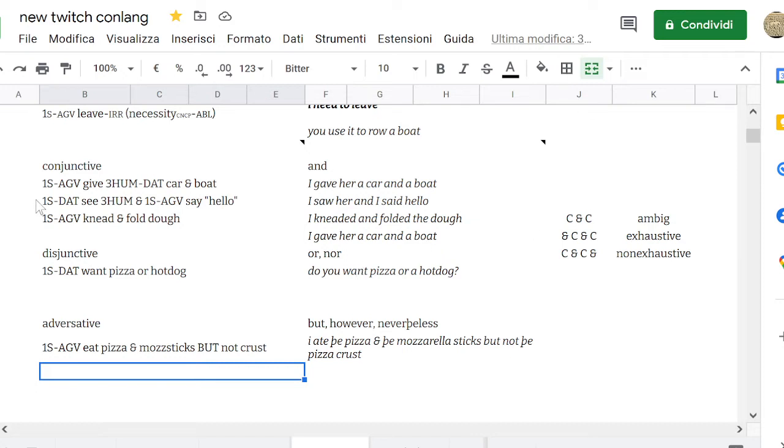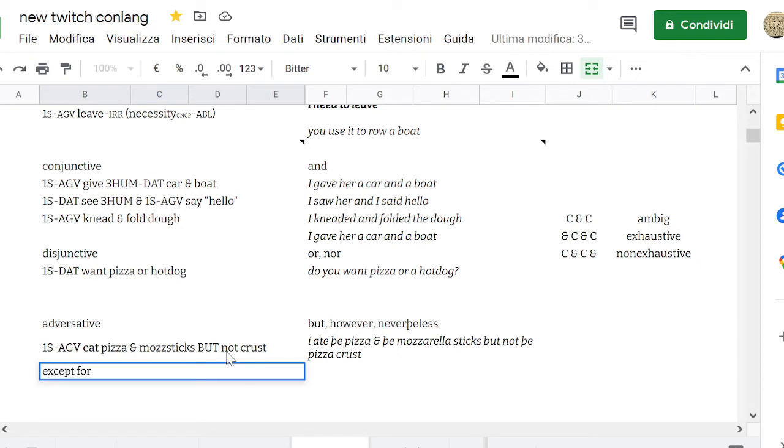So what I tend to do, I just tend not to do anything particularly interesting with adversatives. I tend to just have a word that you could usually translate as "but" or "however." And in my conlangs that I make, it tends to include the sort of "not" in there. It kind of translates closer to something like "except for."